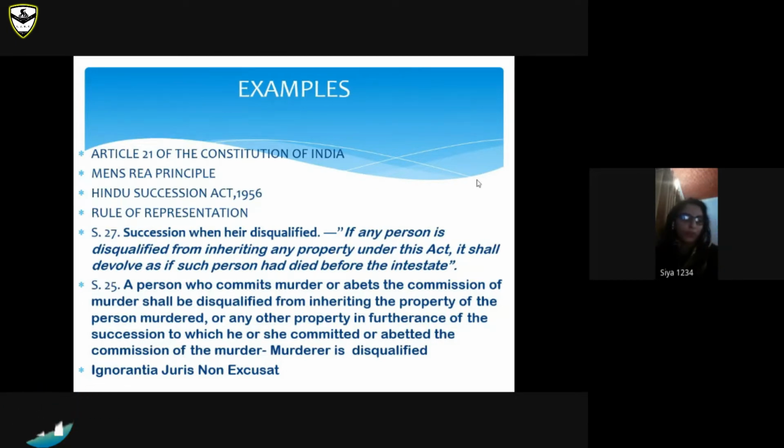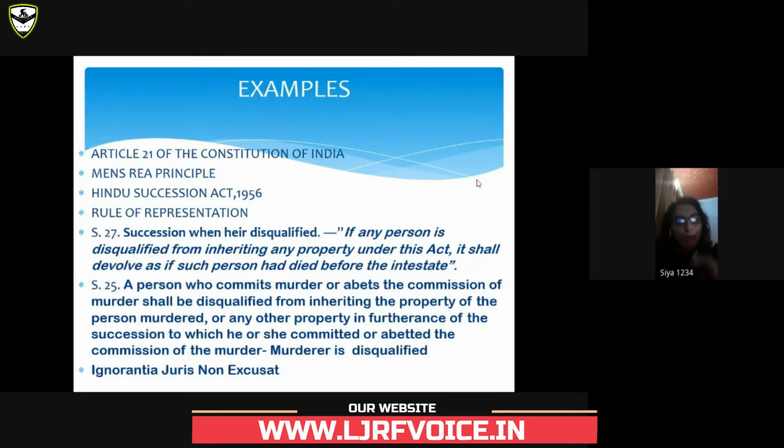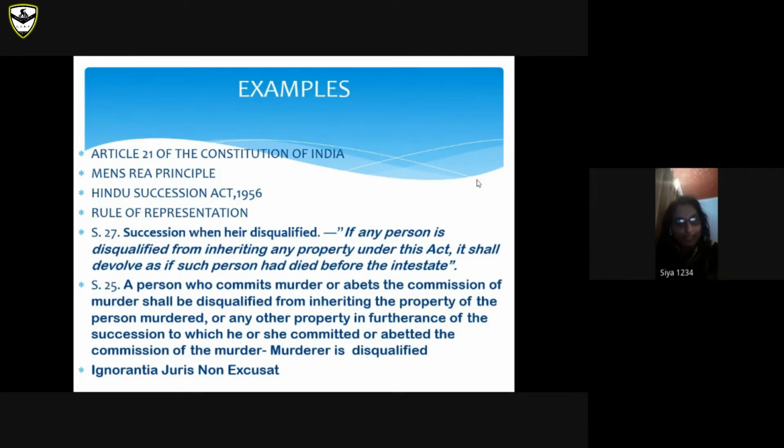That's your second clue. Section 27 of the Hindu Succession Act deals with succession when the heir is disqualified. See, if any person is disqualified from inheriting any property under this Act, it shall devolve as if such person had died before the intestate. Suppose a person is disqualified as heir, then the division or partition of the properties happens as if that person has died before the intestate. You got the idea?